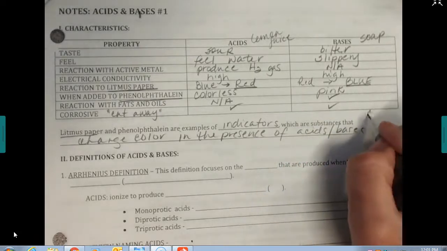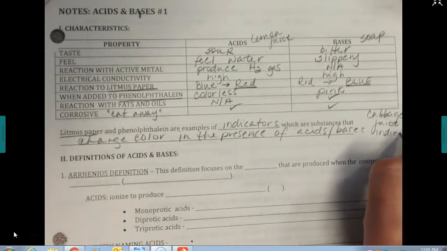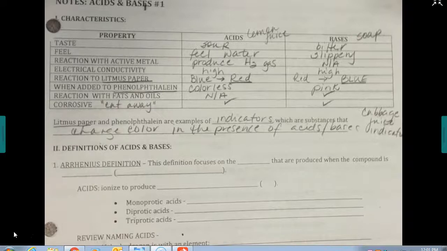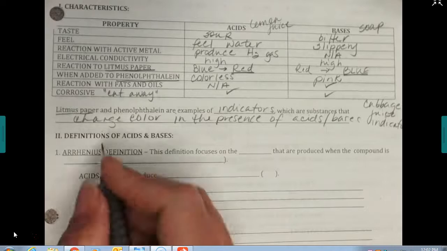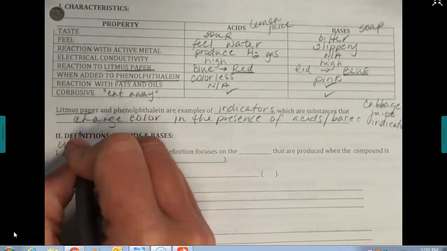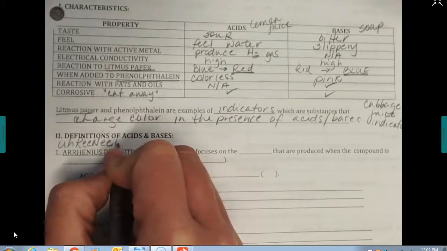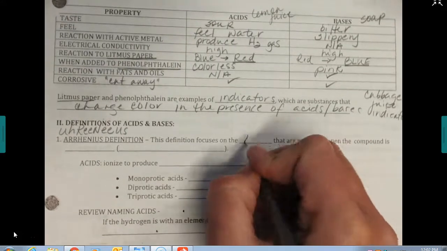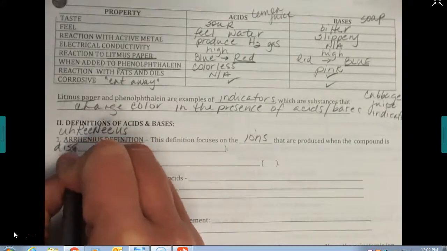Okay, I used the cabbage juice indicator in class. Remember, I boiled that cabbage and we got to see the different colors. Okay, so our TEK tells us to distinguish between Arrhenius and Bronsted-Lowry. So let's look at the Arrhenius. We're going to pronounce that Arrhenius. This definition focuses on ions that are produced when the compound is dissociated in water.